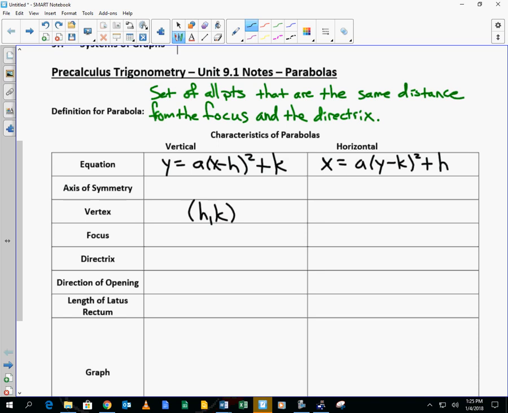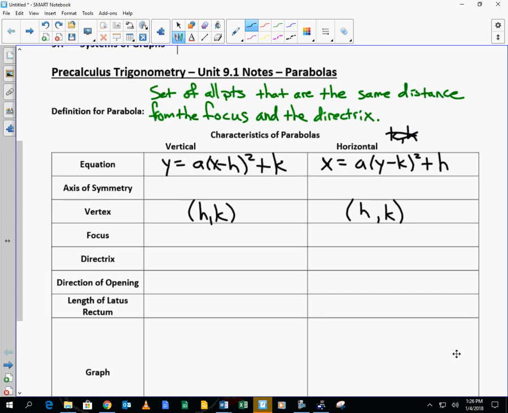Do you see how h is paired up with the x? That means it's the horizontal shift. In this situation, k is paired up with y. So that is the vertical shift. So the vertex is still hk. People get confused. They look at the inside, they see y minus k, and a lot of people think that the vertex is going to be kh, but it's not. This refers to the vertical shift.